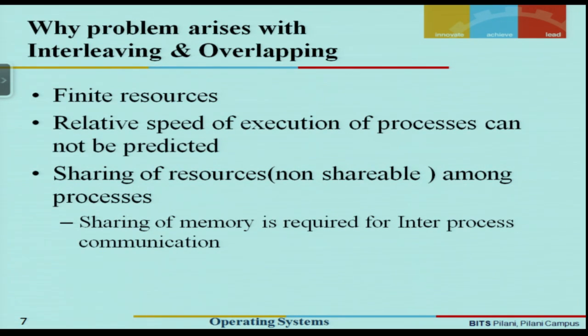We need to understand why we said a while ago that when we carry out interleaving and overlapping of the processes, there are certain issues which are going to arise. There are a few very apparent reasons. One, the system has finite resources, and when multiple processes are trying to access those resources, there can be a contention, and that can be an issue. Then some kind of ordering for resource allocation, etc., is to be carried out.